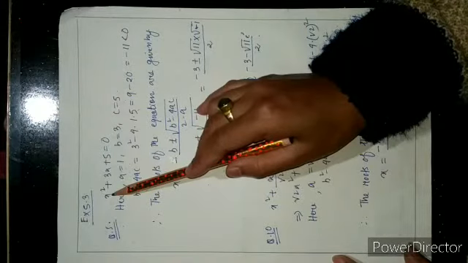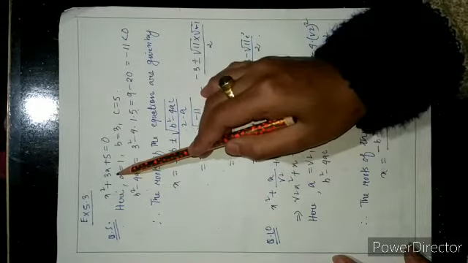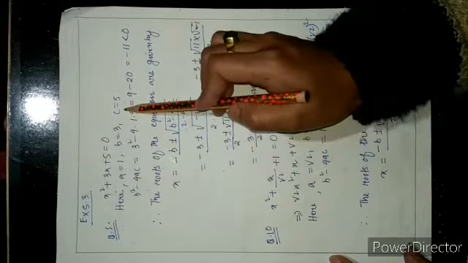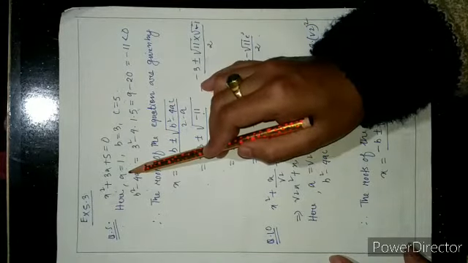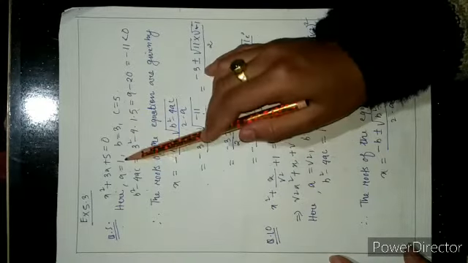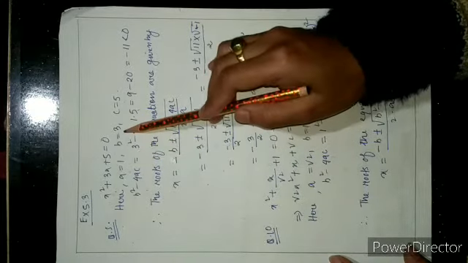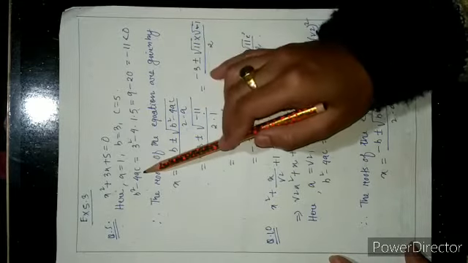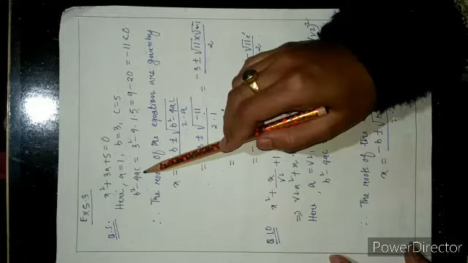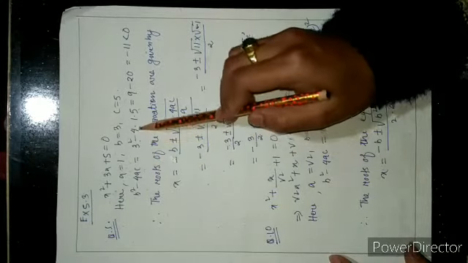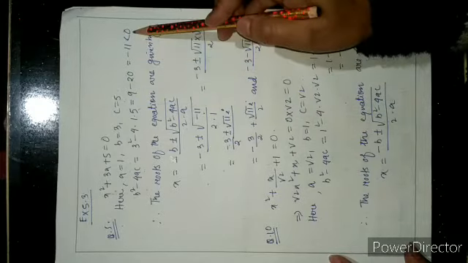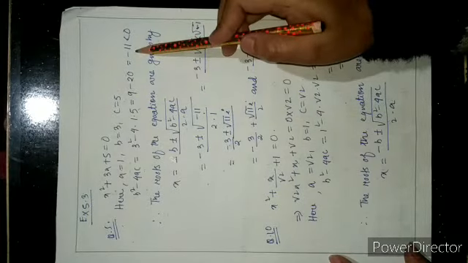Question number 5. The given quadratic equation is x square plus 3x plus 5 is equal to 0. Here, first write the values of a, b, c. a is the coefficient of x square, b is the coefficient of x, that is 3, and c is the constant. Then find the value of the discriminant. b square minus 4ac, 3 square minus 4 times 1 times 5, 9 minus 20 is equal to minus 11, which is less than 0. Since the value of the discriminant is a negative number, the roots are not real numbers.